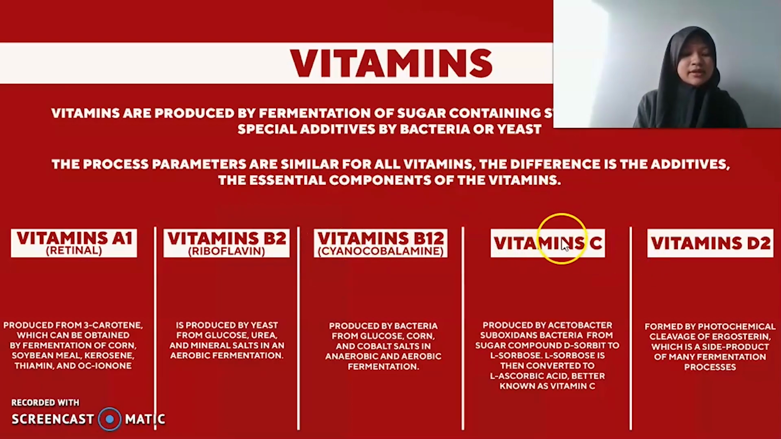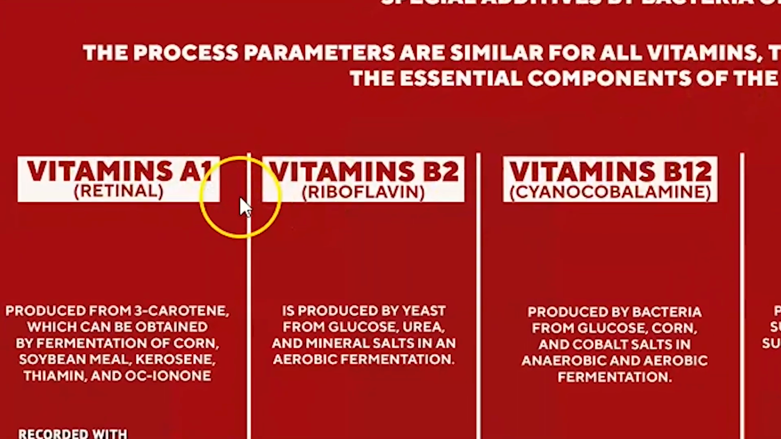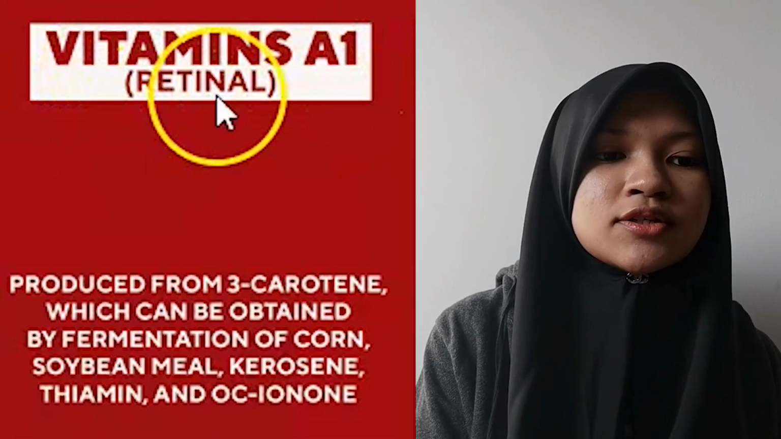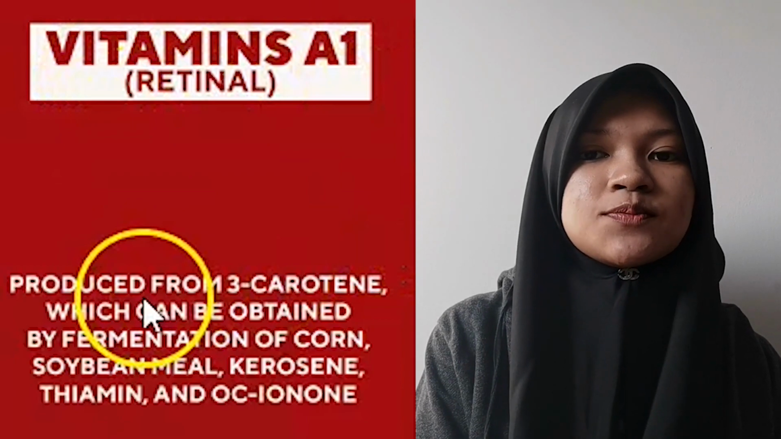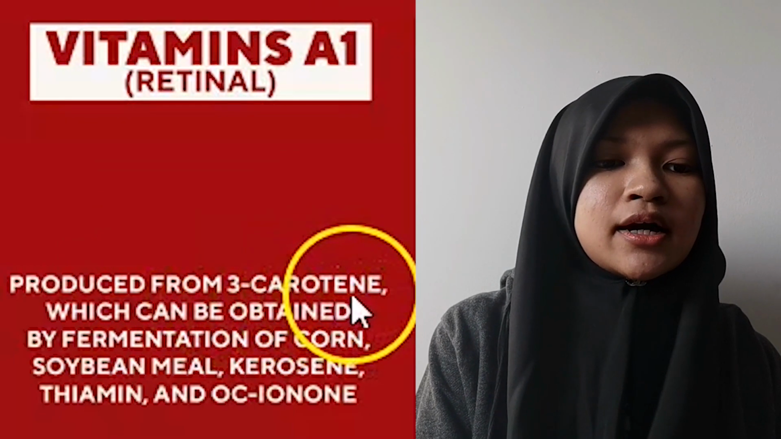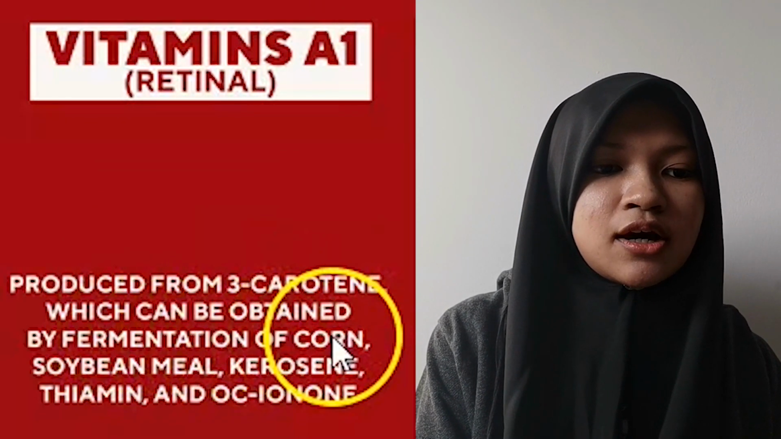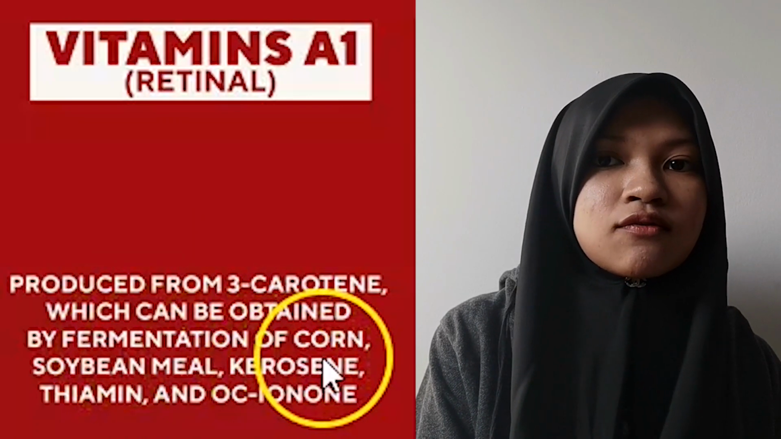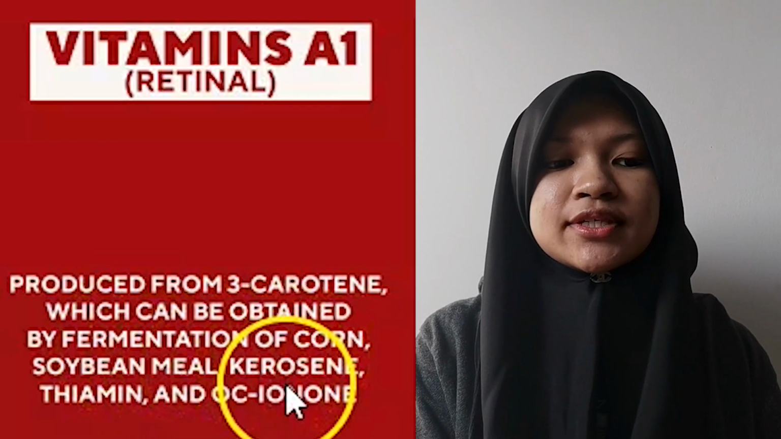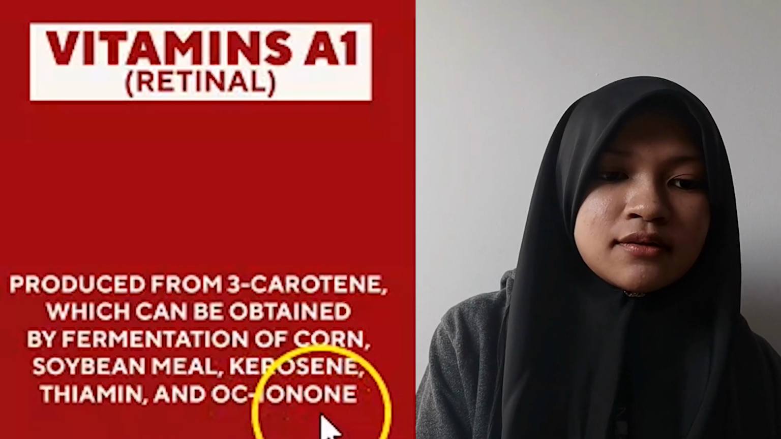The difference is only the additives, which are the essential components of the vitamins. So as you can see here, these are the 5 main vitamins produced. The first one is vitamin A1, also called retinol. It is produced from beta-carotene, which can be obtained by fermentation of corn, soybean meal, kerosene, thiamine, and alpha-ionone.